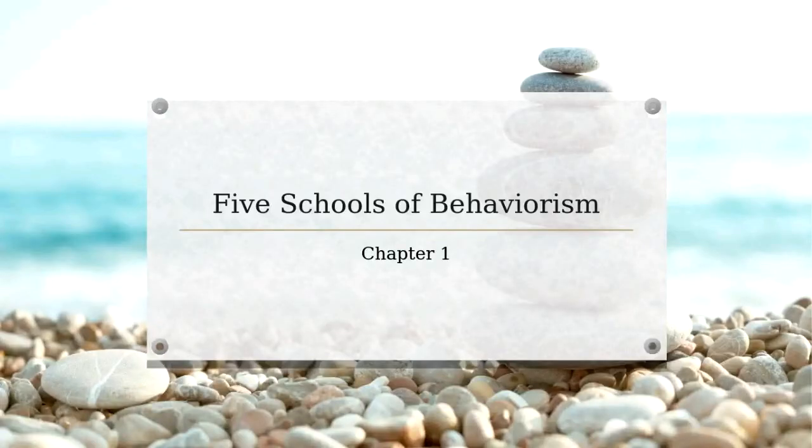In this mini lecture, we'll be discussing the 5 schools of behaviorism. Going back to our last lecture, we learned that behaviorism is the division of psychology that focuses on observable behaviors and environmental factors. People typically refer to behaviorism as if it's one thing, but there are actually several different types of behaviorism, and we'll talk about 5 of those today.